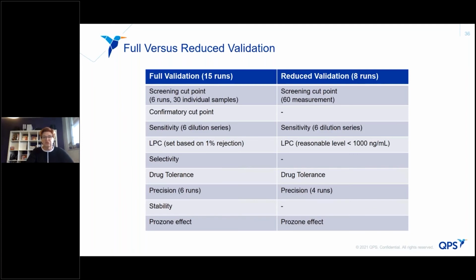There's no confirmatory cut point established. The sensitivity is done with 4 series rather than 6 series. The low positive control is not calculated on 1% rejection, but set at a reasonably low level. The selectivity can be skipped as well as the stability, but the other parameters should be evaluated, such as drug tolerance, the boson effect, and the precision.